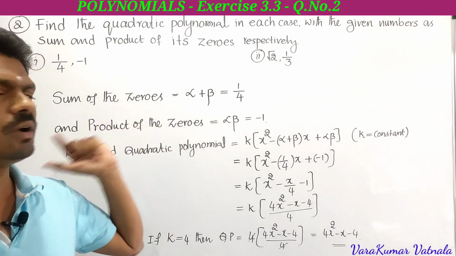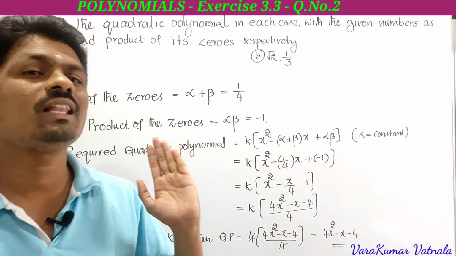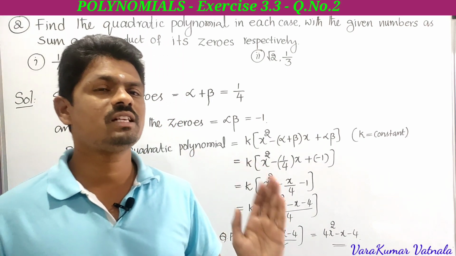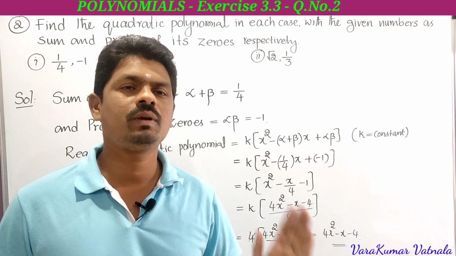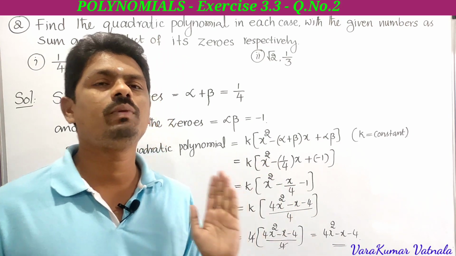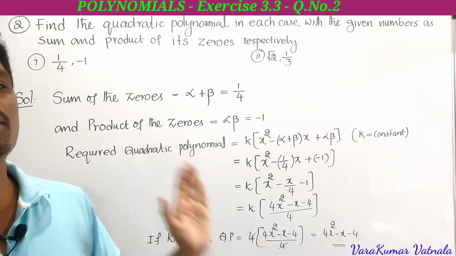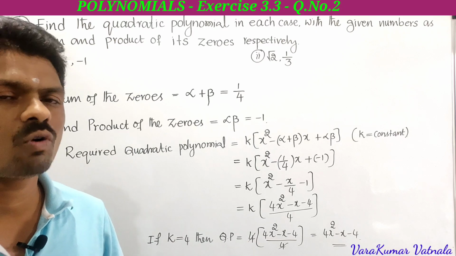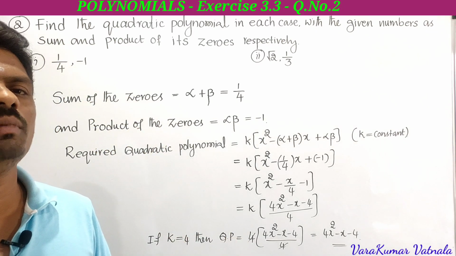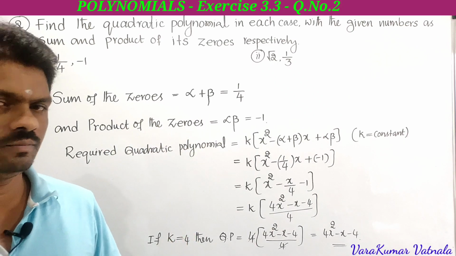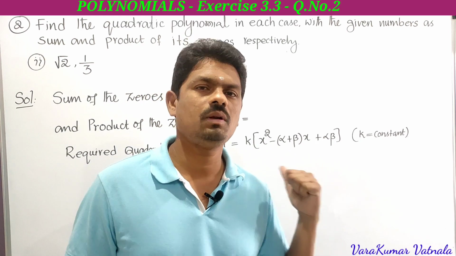So simply you have to remember, if he gives the sum of the zeros and the product of the zeros, then the required quadratic polynomial is equal to k into x square minus alpha plus beta into x plus alpha into beta. So just simply you have to substitute alpha plus beta and alpha beta values to get the required quadratic polynomial. So this is the first bit in the second problem. Next we have to solve the second bit. This is the second bit in the second problem.